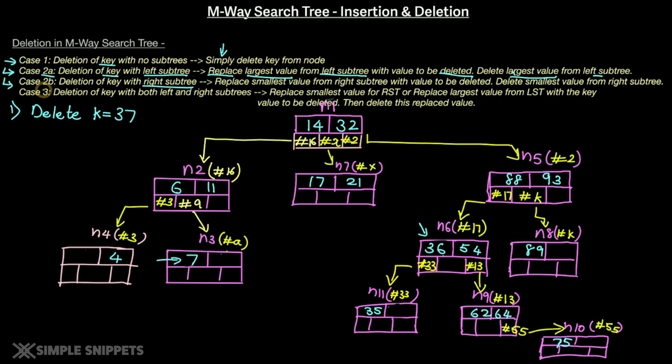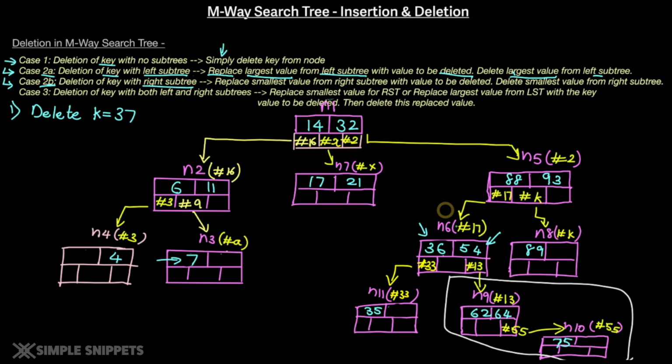So let's take a case of case 2b and you'll understand it better. In this case, we have to delete a key with a right subtree. Let's say you want to delete 54. 54 does not have a left subtree, but 54 has a right subtree, correct? What is the right subtree for 54? Let me mark it out. It is this entire hierarchy, right? This is the right subtree for 54.